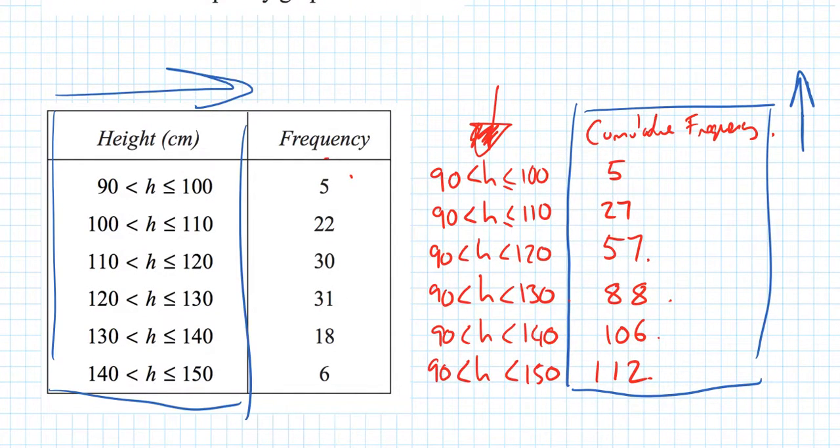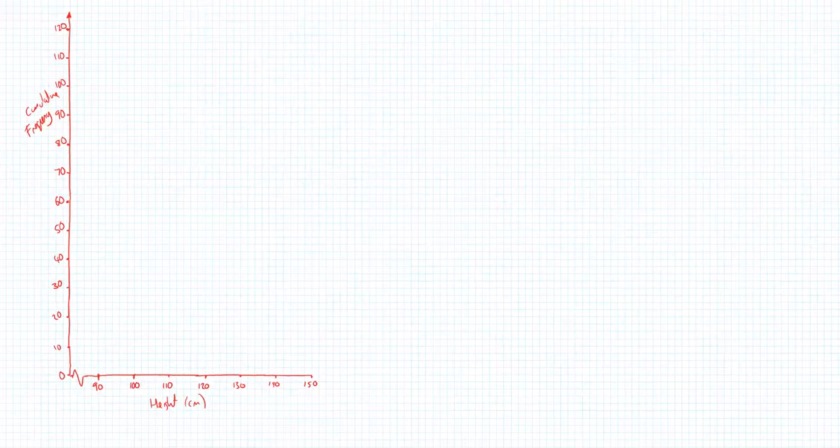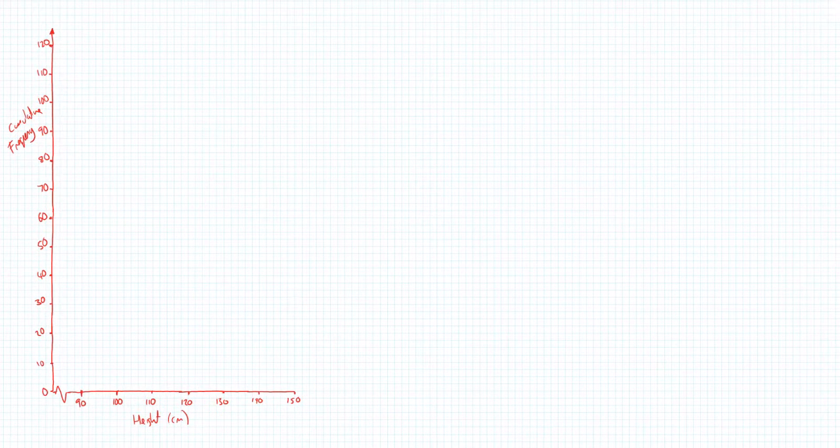When we're going to draw our diagram, we need to start from 0 and go up at least as high as 112 for our cumulative frequency axis. And on our x-axis, we're going to start from 90 and go along as far as 150. We want to do these diagrams relatively big, over at least half a page. And so here are the axes, or something like the axes that you should expect to be able to see.